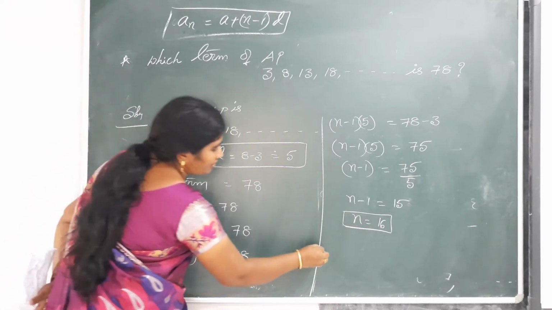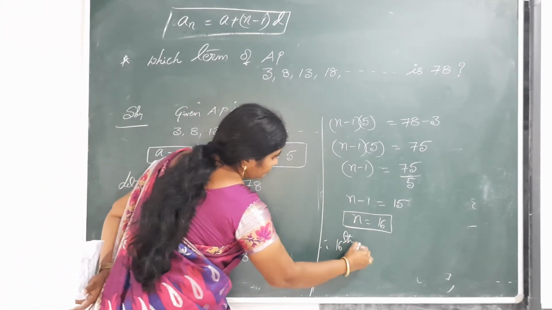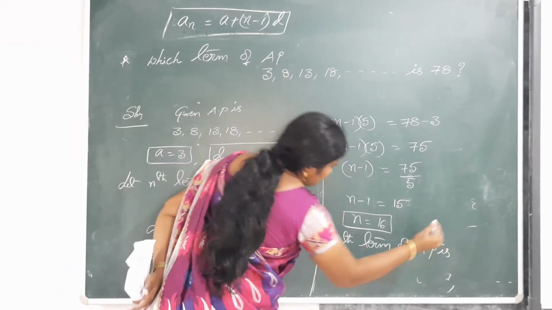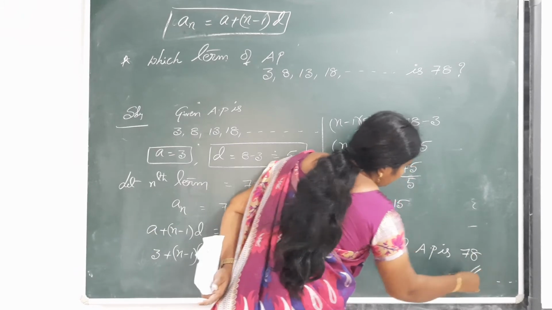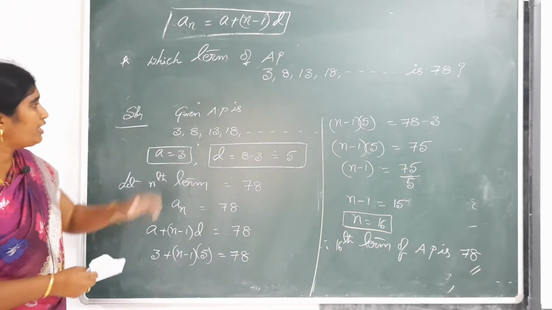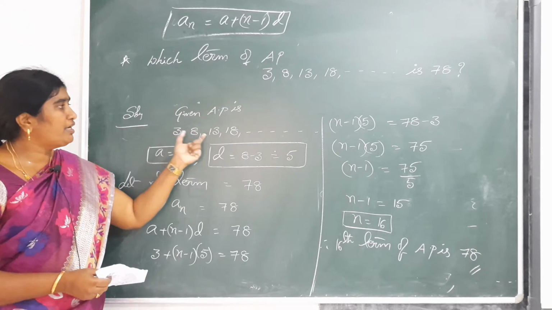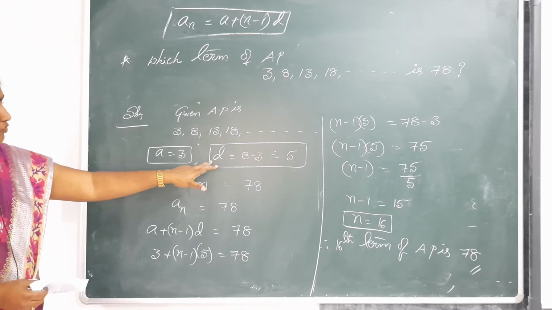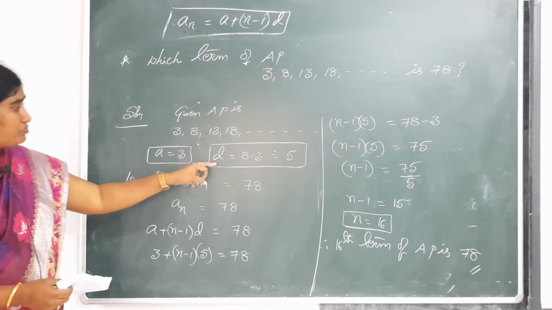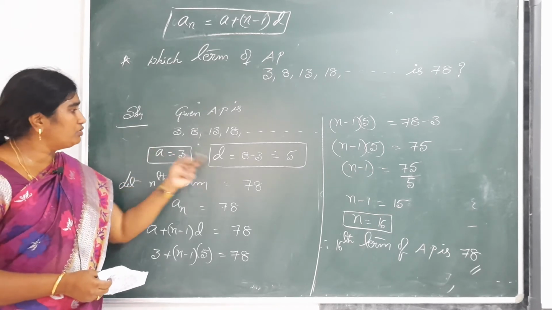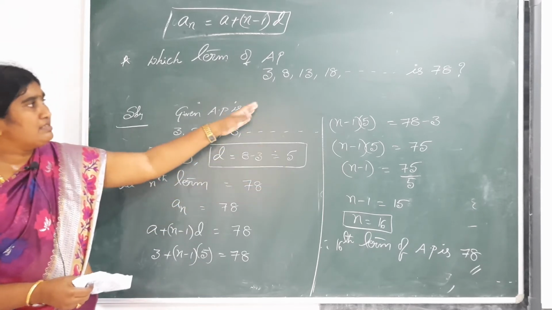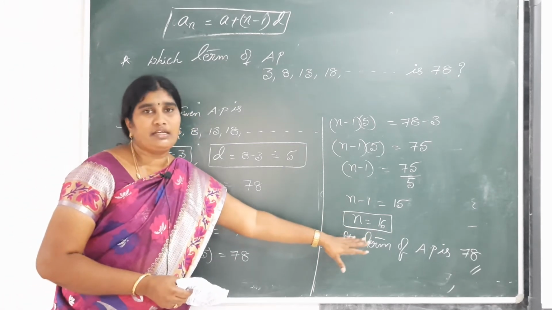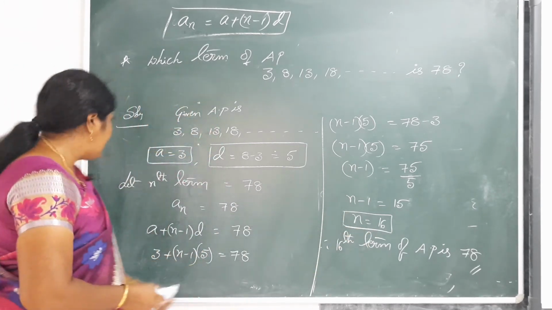Therefore, the 16th term of the AP is 78. In the given AP 3, 8, 13, 18, the first term equals 3. First we have to find A and D. A equal to 3, D equal to 5. Next, let the nth term equal 78. Therefore, n equal to 16. The 16th term in the AP is 78.